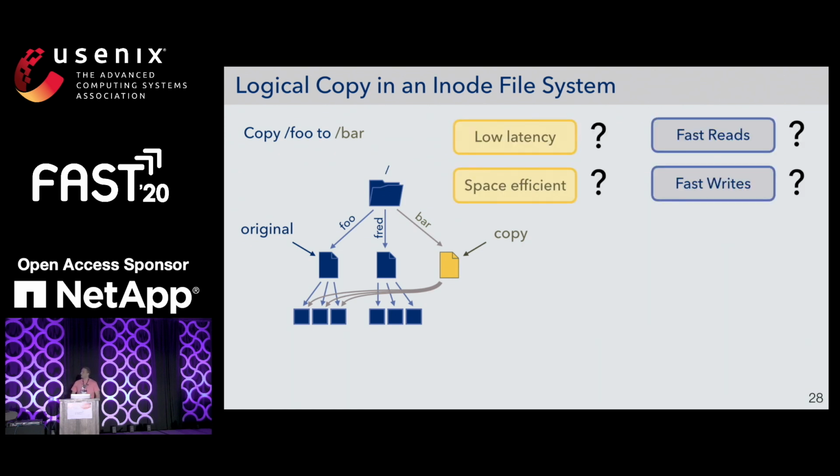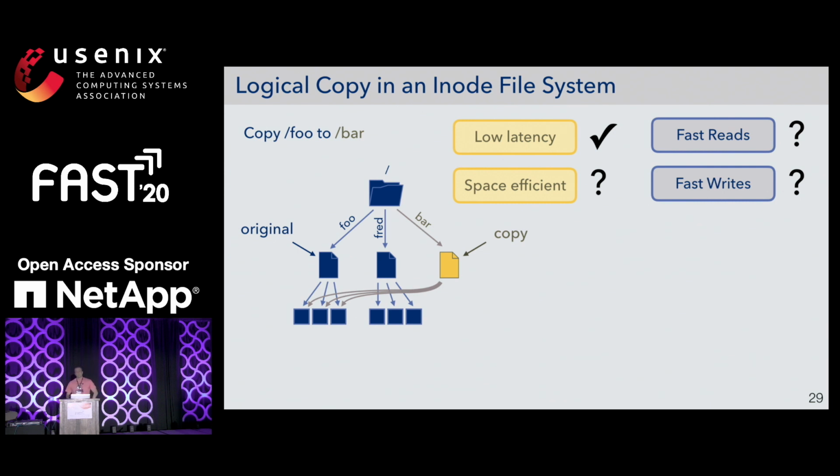Now, we can look at our performance targets and ask which of these it satisfies. We've managed to copy all the data of this file /foo to /bar just by creating a single inode. And so this is obviously a very low latency operation. So that's great. And at first glance, this looks like it's very space efficient, right? We've copied the data of potentially arbitrarily many data blocks just by copying this inode.